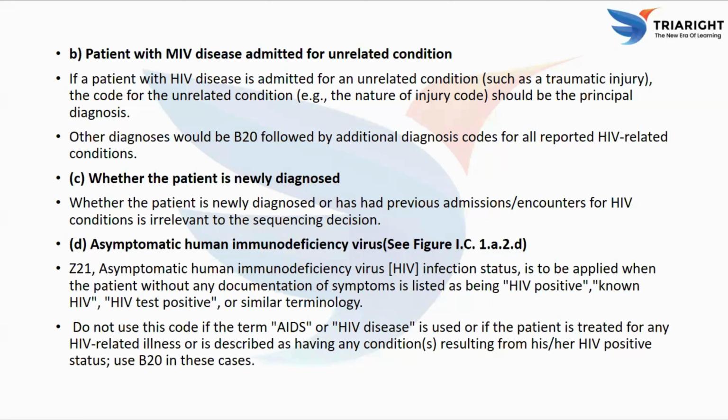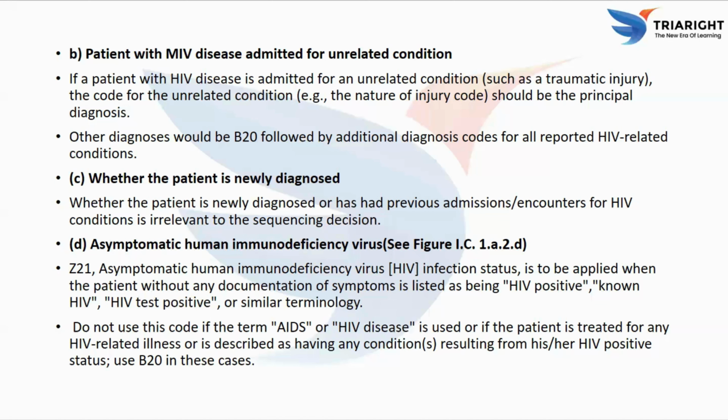So taking an example, when a patient with HIV disease comes for treatment of a wrist fracture after a fall, the principal diagnosis you assign is S52.501A, which describes an unspecified fracture of the wrist. And the secondary diagnosis is B20 for HIV disease, plus any other HIV related conditions if present.